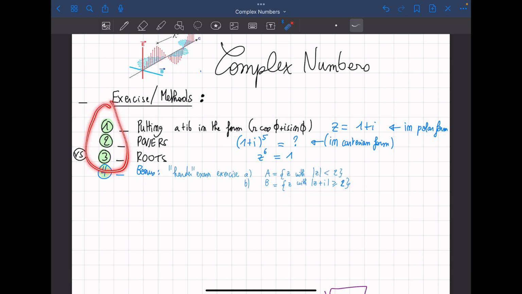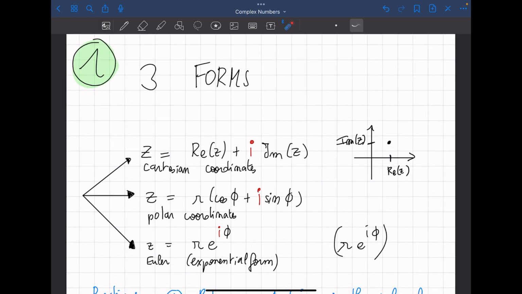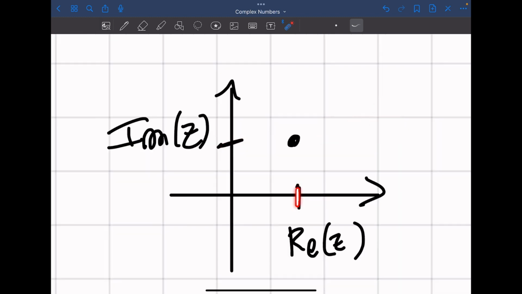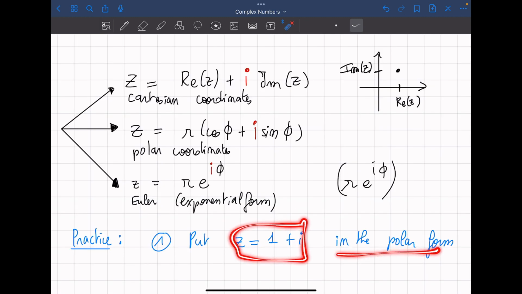So those 4 exercises. For the first exercise, remember we have 3 forms: the Cartesian form, the polar form, and the Euler form. For example, here, if we take 1, 1, we could read that we have this point which is 1, 1. And it's actually 1 real plus i times 1. So this is the exercise. I want you to put it in the polar form. We have r cos theta, theta being the angle we're looking for, plus i sin theta.